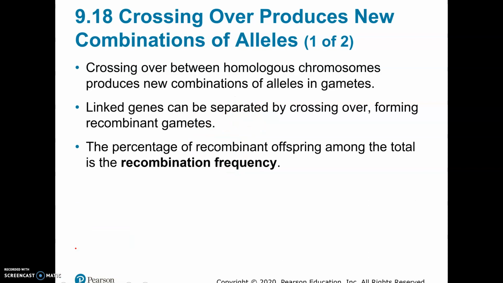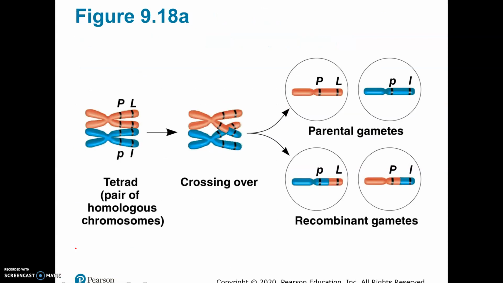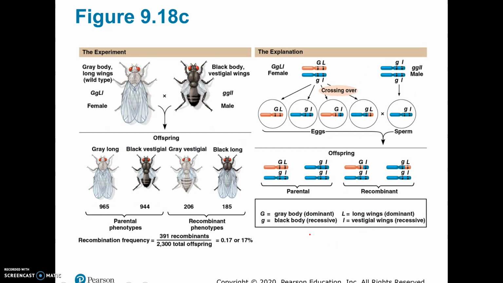Now, there's a way to measure this. It's called recombination frequency, and we're actually not going to spend a lot of time talking about that. Just know, again, linked genes on the same chromosome, you tend to inherit them together, but when crossing over happens, you could get what's called a recombinant phenotype, where you do get a new combination that didn't exist before.